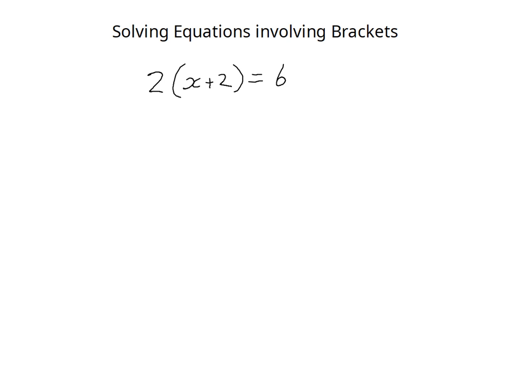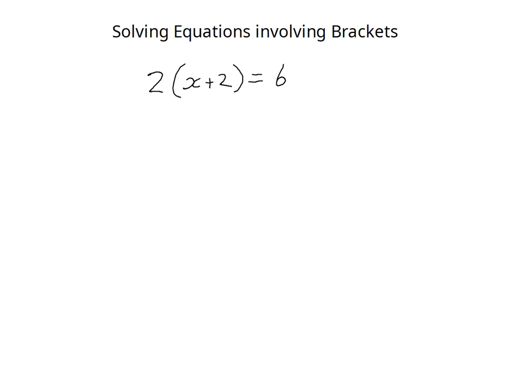Hello, today we're going to look at solving equations which involve brackets. So there's an example on the screen now. 2 bracket x plus 2 equals 6. Now remember that means 2 times everything that's inside the brackets is equal to 6.